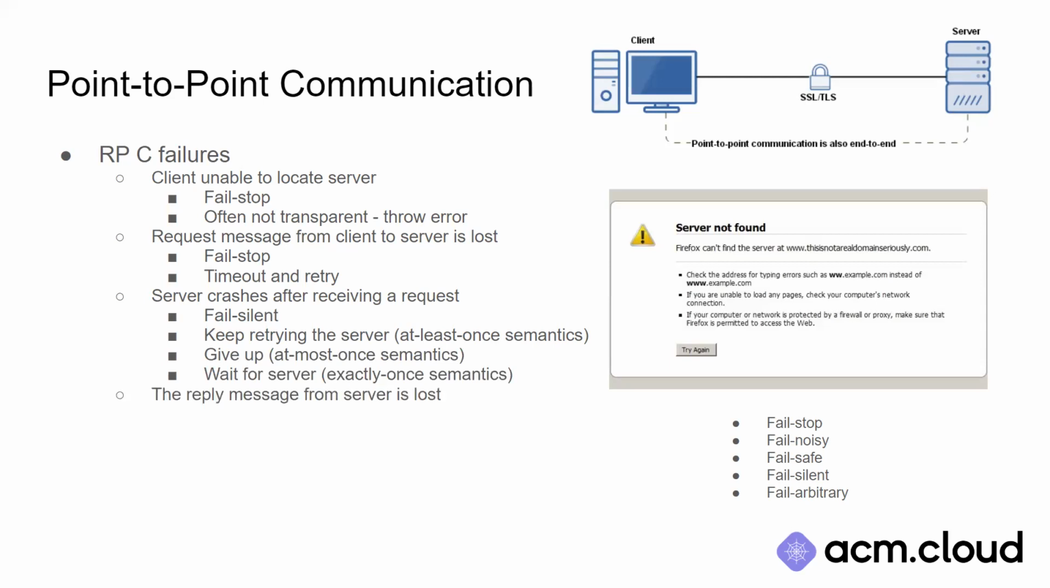Okay. So I've listed here a couple of different approaches that the client might take. Generally, you're going to run with this keep-trying-the-server, at-least-once semantic. But there are different approaches the client could take. And then what if the server does reply to the client, but the message is lost? What kind of failure would that be?